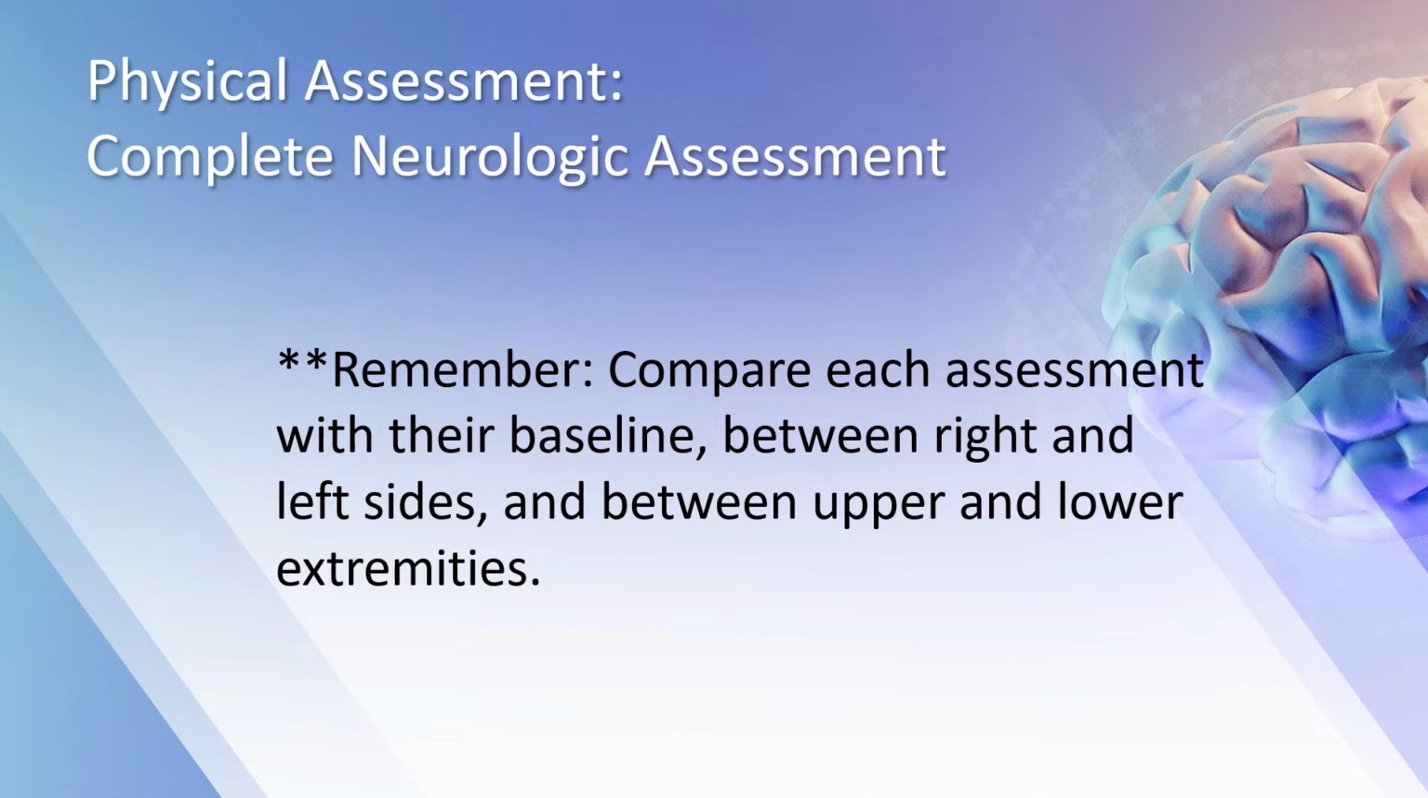Remember, when you're doing these neurological assessments, that you compare each assessment with their baseline. So that's why you need a good baseline between their right and their left sides and between their upper and their lower extremities. Are the symptoms generalized or are they focused to a particular area? Because your nervous system controls everything in your body, you can have symptoms that are either generalized or focused to one area, and we need to know that.